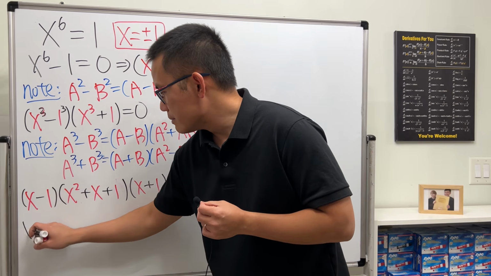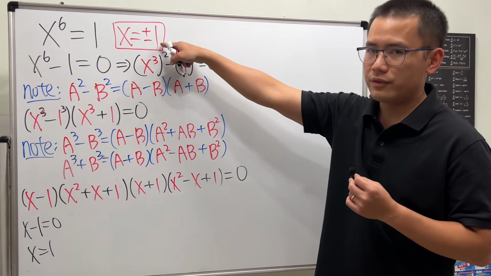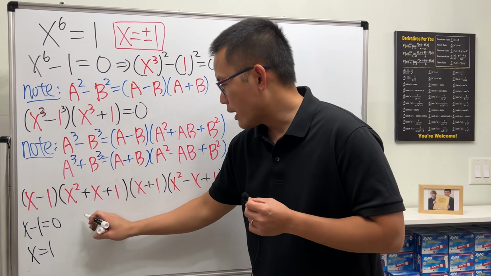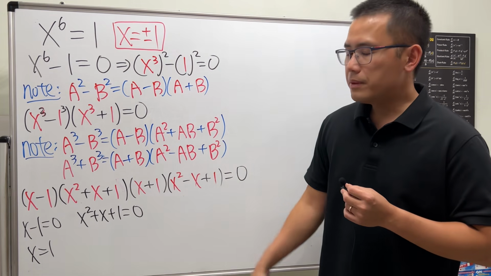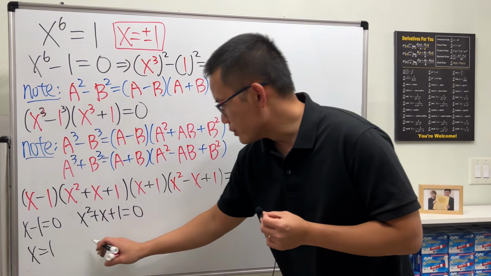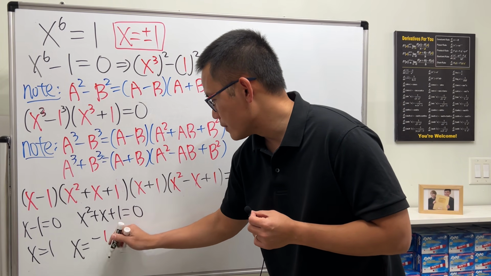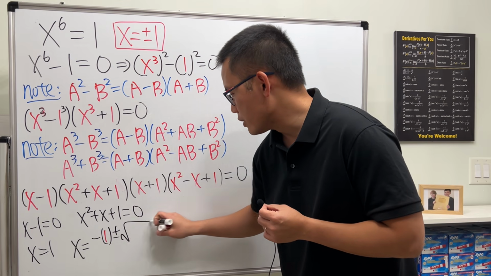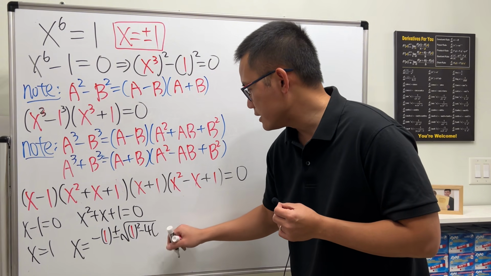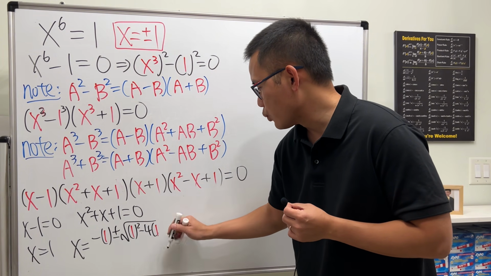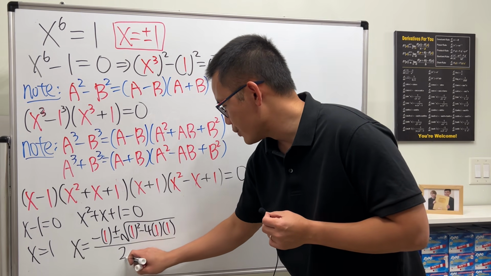From here, x minus 1 is equal to 0. That means x is equal to 1, and that's one of the real solutions. And then for this one, x squared plus x plus 1 equal to 0. Let's solve it by using the quadratic formula. And to do so, x is equal to minus b, which is the 1 right here, and then plus or minus square root of this 1, which is the b, squared minus 4ac. A is 1, c is 1, so it's 1 and 1, all over 2 times a, which is 1.